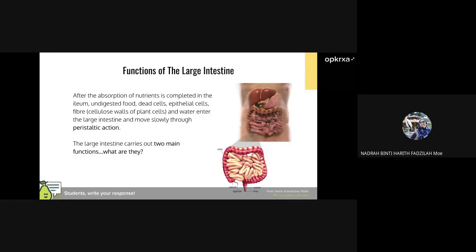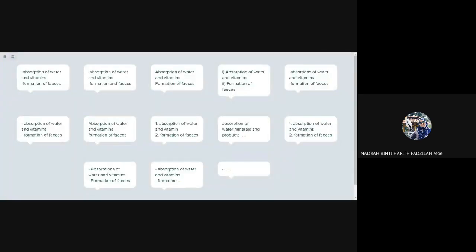They move slowly throughout the large intestine, right from the beginning near the ileum and right to the end near the rectum. The movement tu is aided by peristaltic action. Kita pun the muscles of our large intestine contract and relax, moving the undigested food around the large intestine, atau ada juga orang refer large intestine as the colon. So there are two main functions of large intestine, which are absorption of water and vitamins.